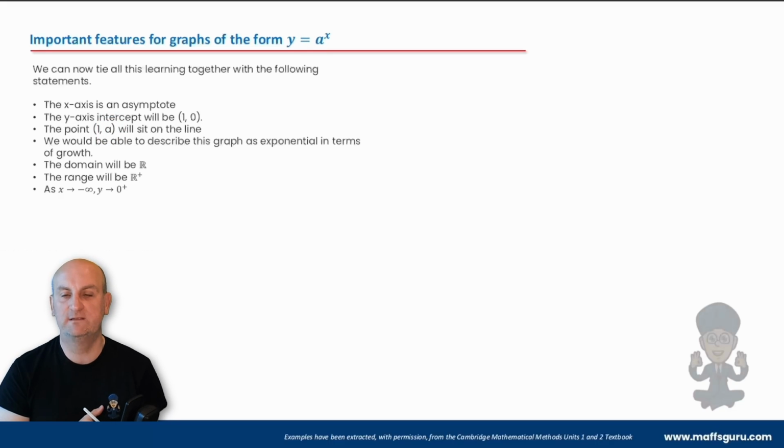We'll be able to describe this graph as exponential in terms of growth. Now, for those of you who've done general maths on the financial component, obviously you know that there is sort of a trick there in terms of what exponential is, but for methods we don't really cover that. The domain is real, the range is real plus, and as x tends to negative infinity, y gets closer and closer to 0. Okay, so that's just another way of explaining this.